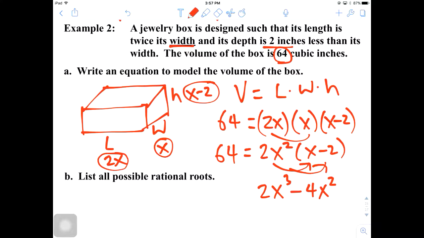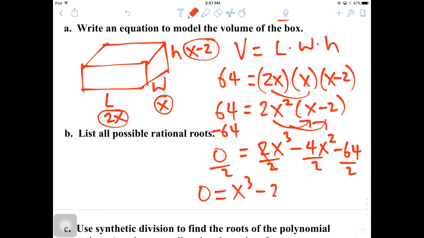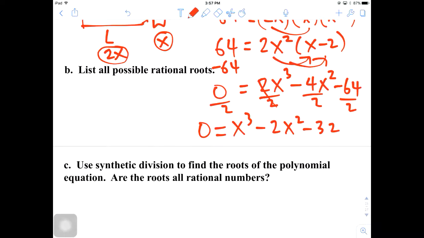And then we're actually going to bring the 64 to the other side, right? So let's go ahead and subtract 64. So we have 0. And I can see that there is a 2 that is in common. So remember, we always should take out the GCF. And this is an equation that is equal to 0. So when I divide everything by 2, on the left I still have 0. And I can reduce that to x cubed minus 2x squared minus 32, which makes the problem smaller now.